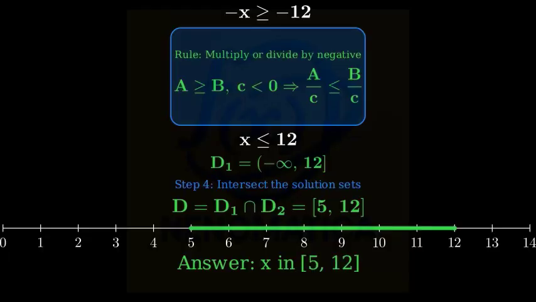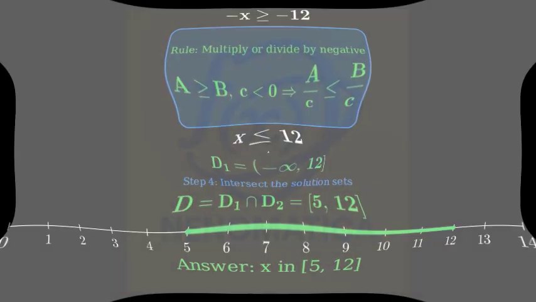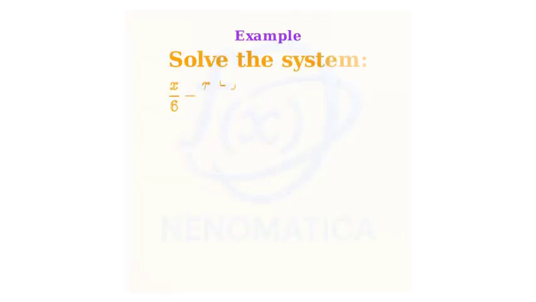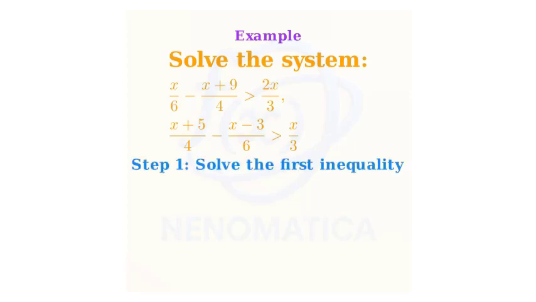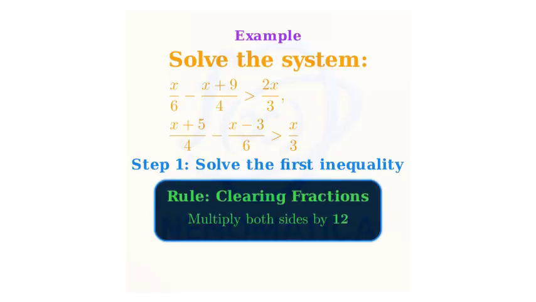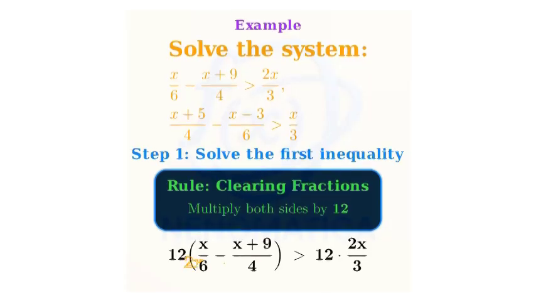Could you solve a similar inequality like 4x minus 1 greater? Example. Solve the system of inequalities exactly following each algebraic step. Step 1. Solve the first inequality. We will clear the fractions by multiplying both sides by 12, the least common multiple of the denominators 6, 4, and 3. Then we distribute and simplify to get a cleaner inequality.